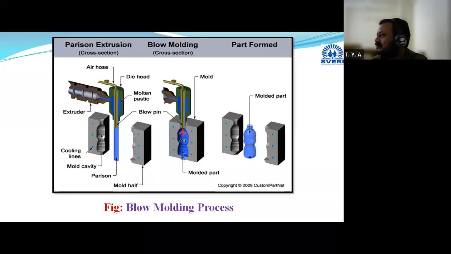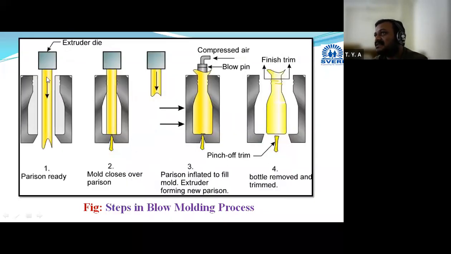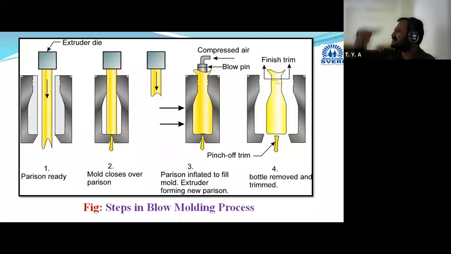Okay, then whichever parison is prepared, that we are taking and placing it here between the two halves of the mold. Okay, this is the first stage, preparing the parison and placing it in between the two mold halves. These are nothing but the mold parts. Parison is prepared and it is placed between the mold parts. And this is the first stage.